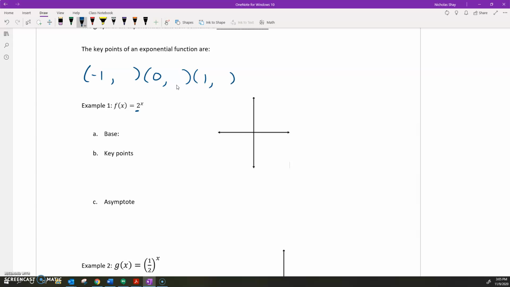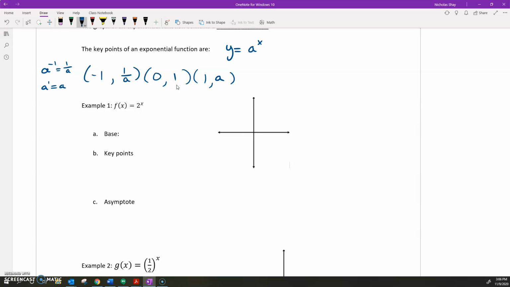But given an exponential function, y equals a to the x power, the key points: if we raise a to the -1 power, well, it takes the reciprocal of a, so we'll get 1 over a here. Anything to the 0 power will always be 1. And then anything to the first power will just give us a. So these are the key points of any exponential function with base a.